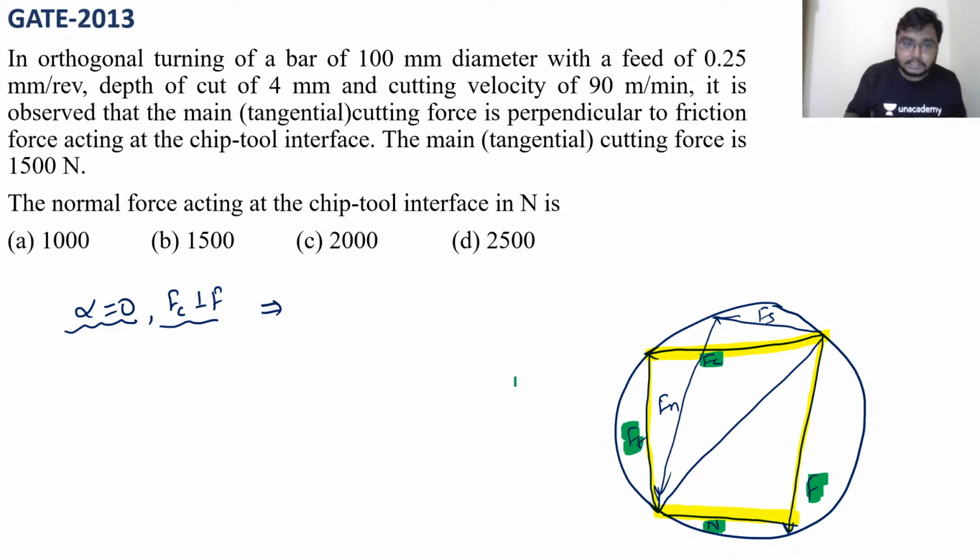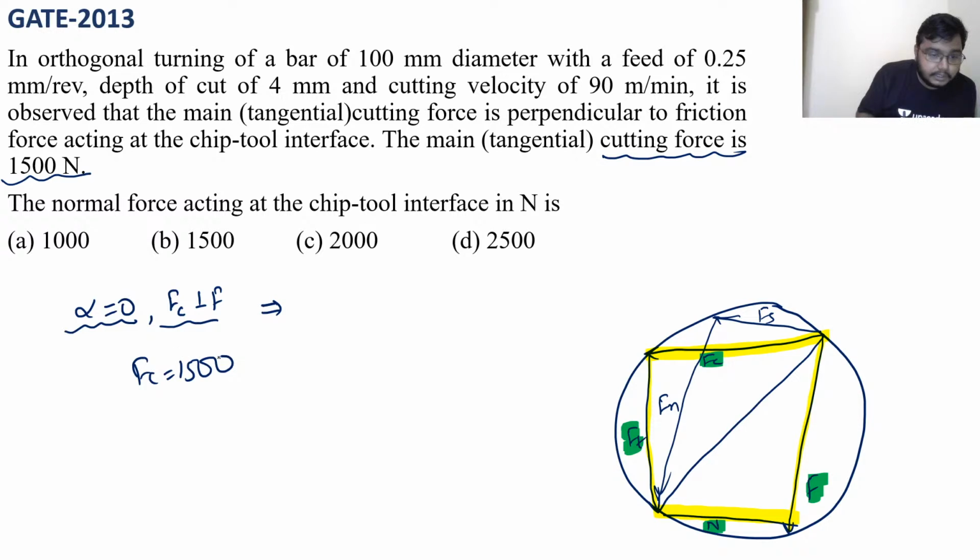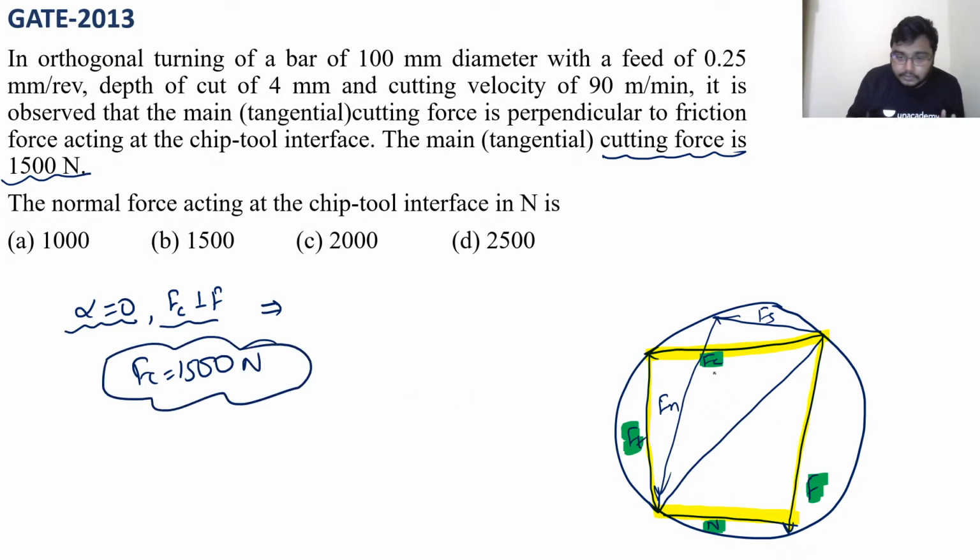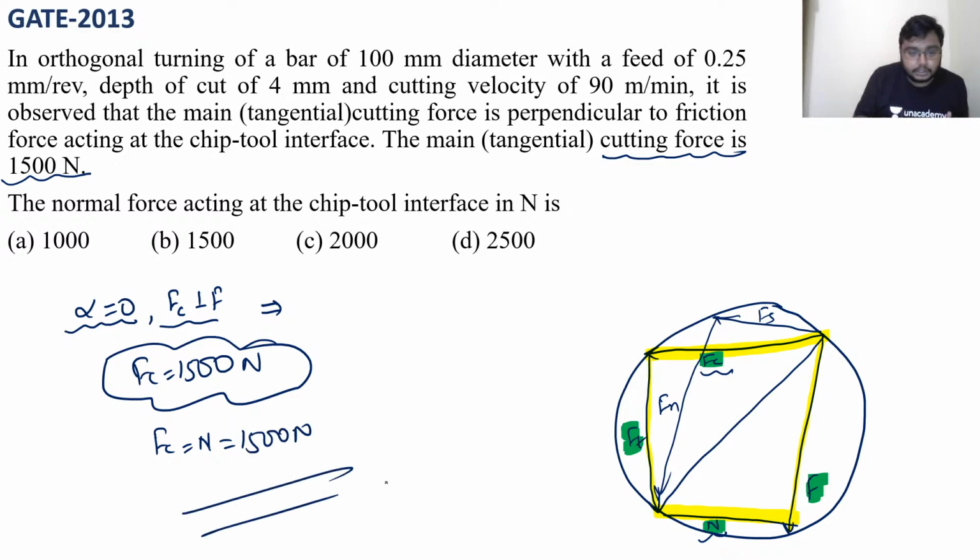And what is being asked? See, the main cutting force is given as 1500, right? So Fc is given as 1500 Newton. So from this figure, Fc will be equal to N. So Fc is equal to N, which is equal to 1500 Newton. So 1500 Newton is your correct answer. Clear? So I hope there is no doubt.